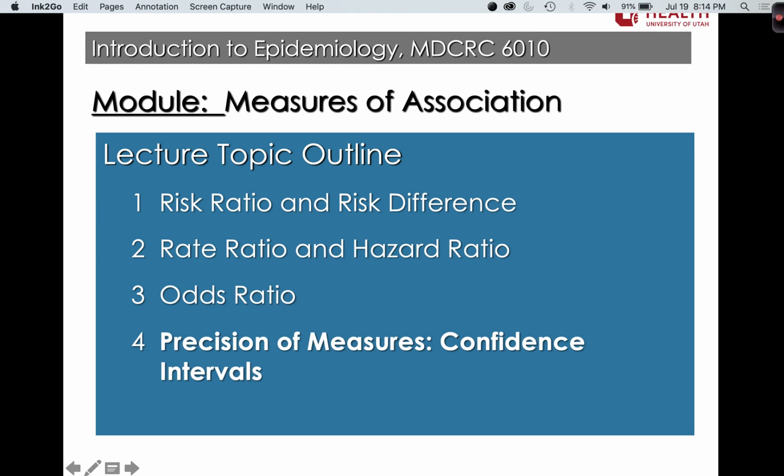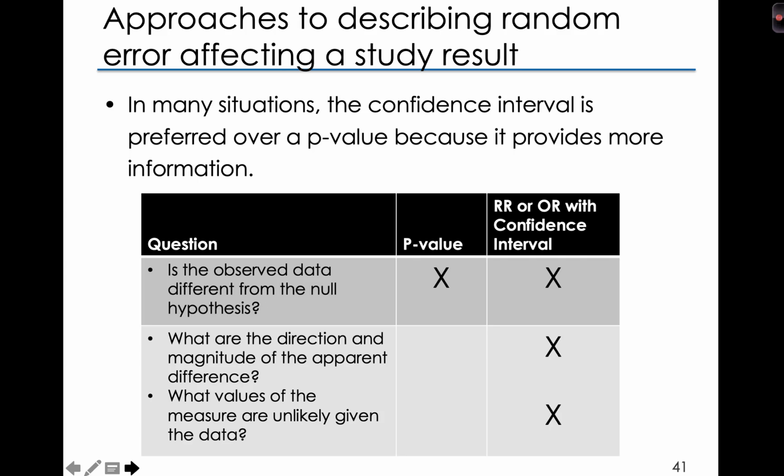For the Introduction to Epidemiology course and the module on measures of association, this is the fourth lecture segment on the precision of measures, which we represent using confidence intervals. So, what are some approaches to describing random error affecting a study result?